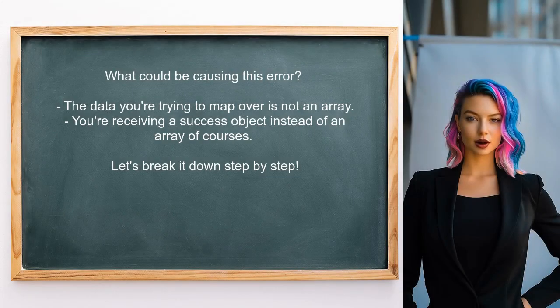So what could be causing this error? It often happens when the data you're trying to map over is not an array. In your case, it seems like the application is receiving a success object instead of an array of courses. We'll break it down step by step so you can figure out what's going on.